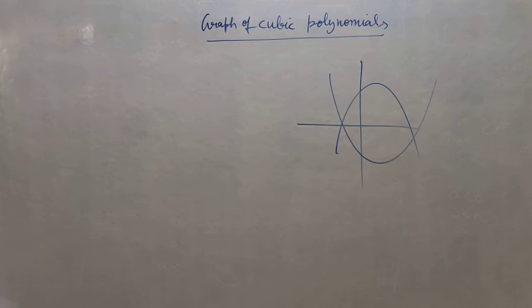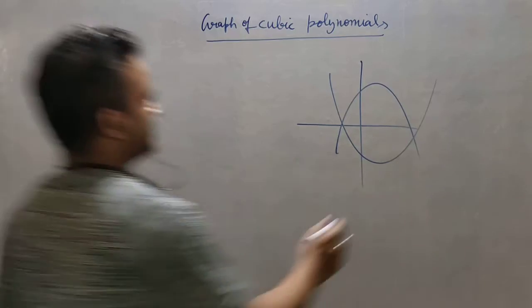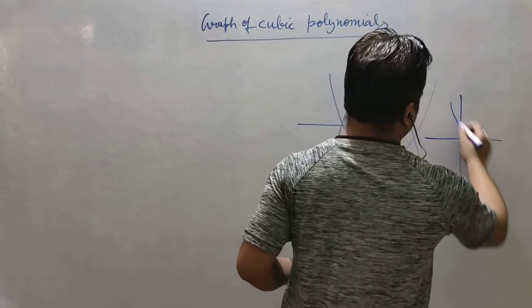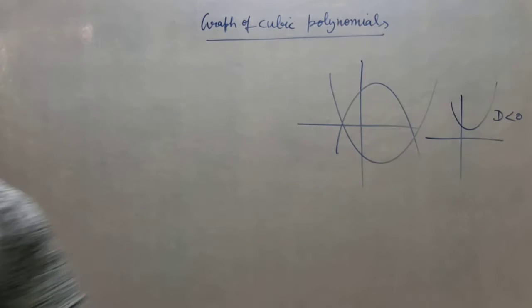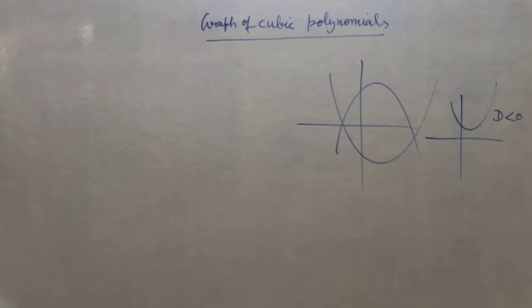So there is no possibility, because in quadratic we have seen there are some graphs which are in this form where d is less than 0, right? So now we will see graphs one by one. We will take 2 examples so that you will be able to understand the behavior of the graph of cubic polynomial, right?